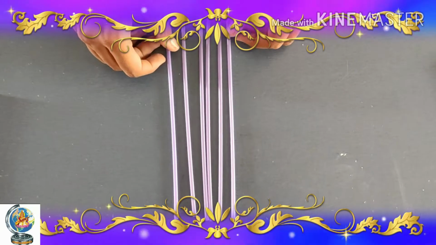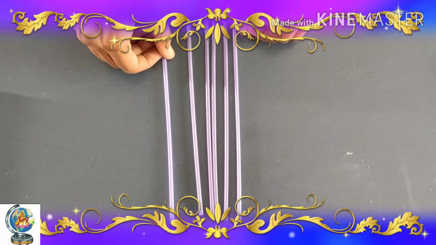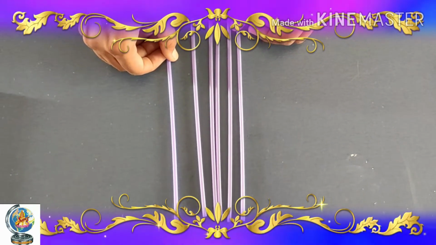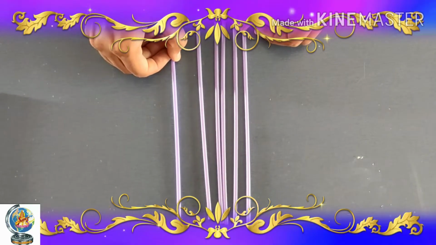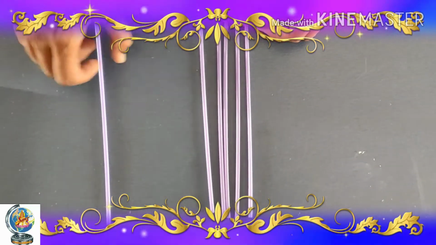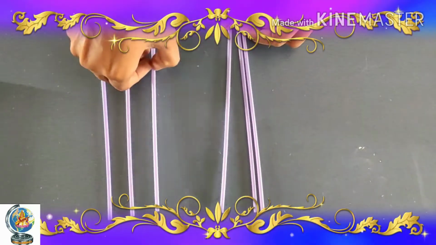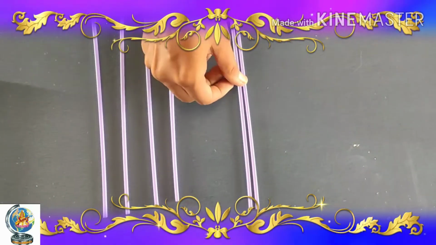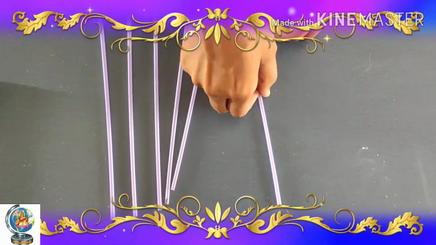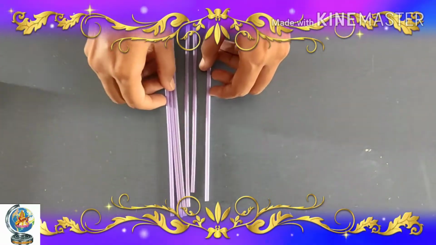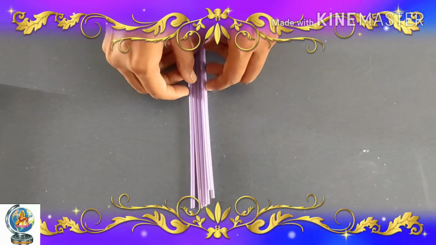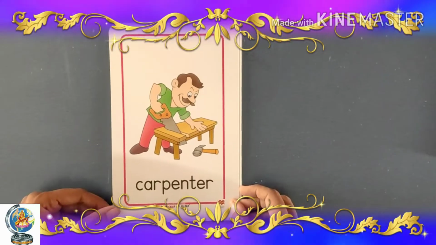What are these? Yes, these are straws. How many straws are here? Yes, 1, 2, 3, 4, 5, and 6. 6 straws are here. Okay, look at here.